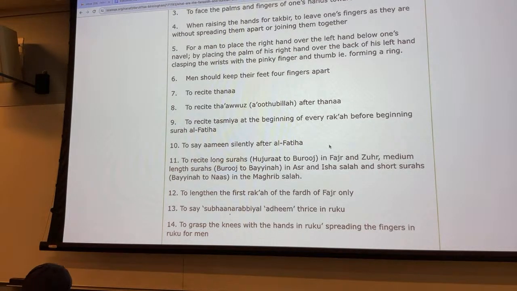So, to say Ameen silently after Al-Fatiha, right? Once it's done, Walad Dhalin, and then you'll hear in some mosques everybody say Ameen out loud. It's fine. It's one way people do it. In the Hanafi school, you don't do it out loud. Allah knows best. It's okay.